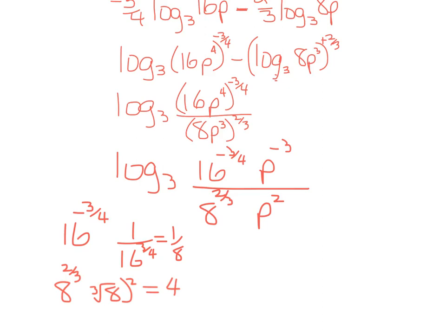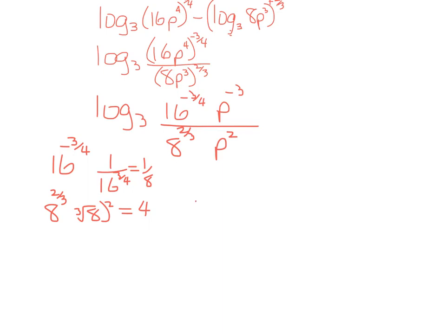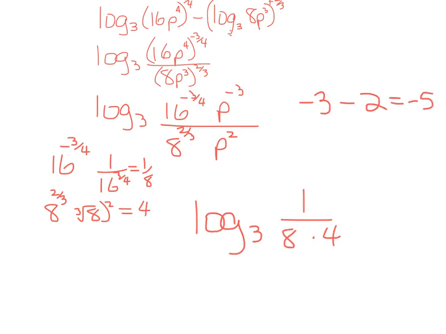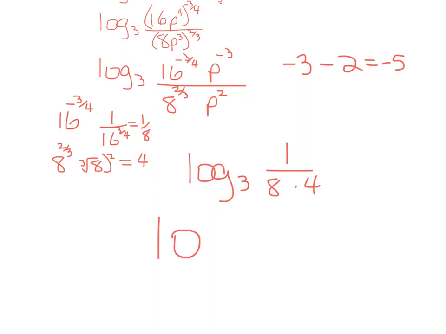So then now let me go ahead and put these in here. So I now have log base 3, 1/8 over, so 1/8 times 4. So that's going to give me 1 over 32. And then I'm going to subtract the p exponents. Negative 3 minus 2 gives me negative 5. So my final answer here is log base 3, 1 over 32 p to the 5th power. Because when I subtracted, I got a negative. So that tells me it's the bottom of the fraction.